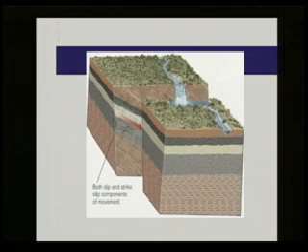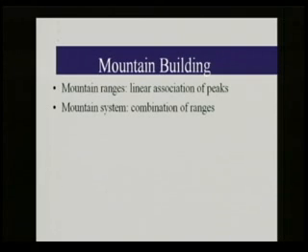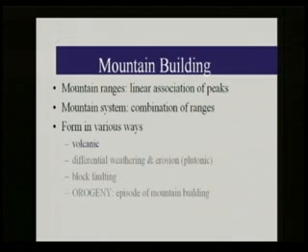Okay, now that we've described different types of deformation, let's look at mountain building. Mountain ranges are simply a linear association of peaks, and a mountain system would be a combination of ranges. Naturally, mountains can form in a variety of ways. We can have volcanic mountains. We can also have differential weathering and erosion, block faulting, or orogeny. Orogeny is an episode of mountain building on a grand scale. We're going to investigate each of these. Let's start with the volcanoes.